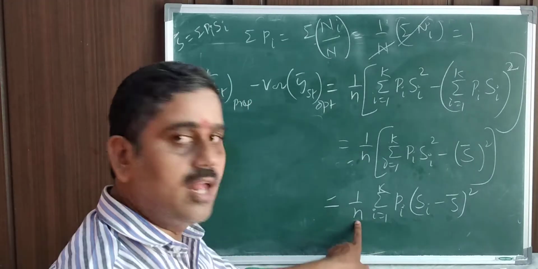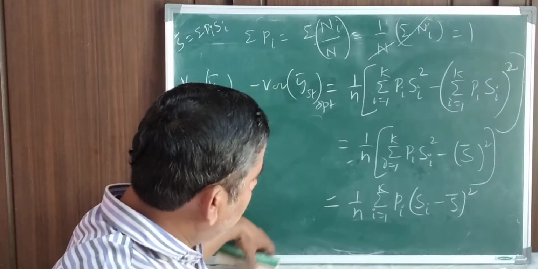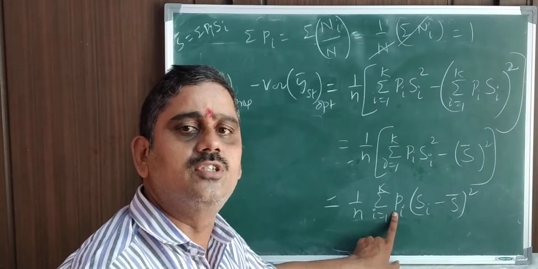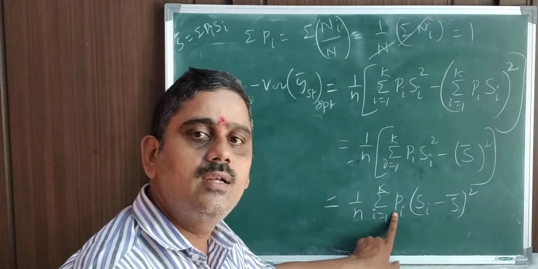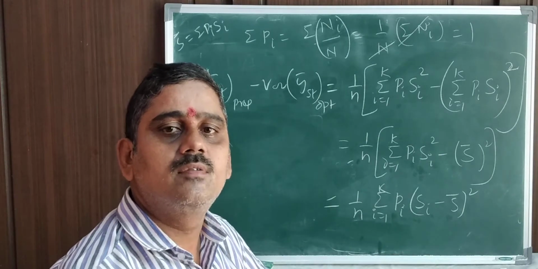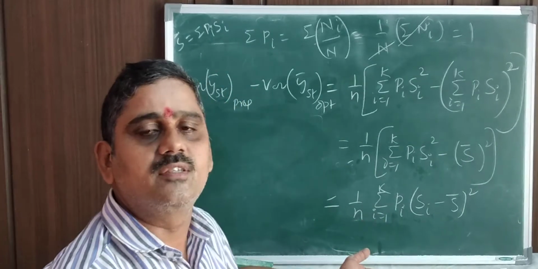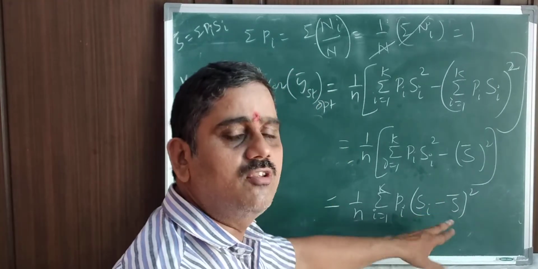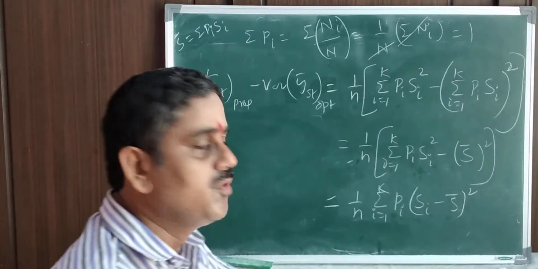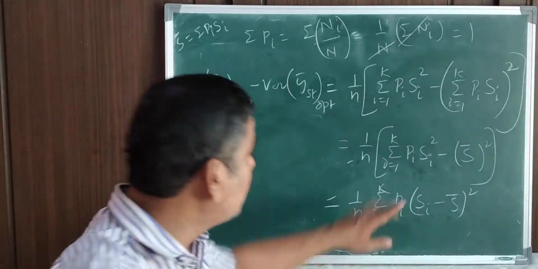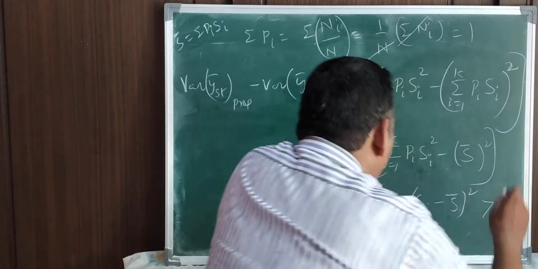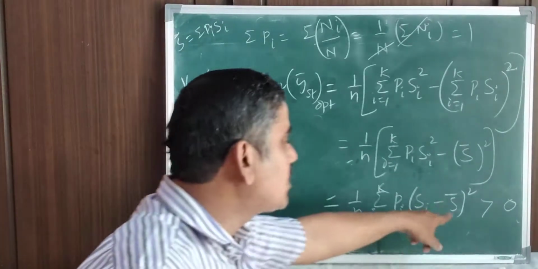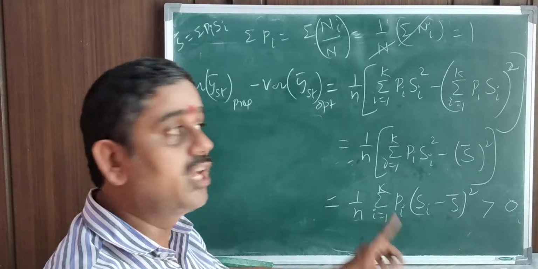This term, small n, is always greater than 0. Pi, ni by n, ni is always greater than 0, capital N is always greater than 0. So both terms are greater than 0. Why? They are number of units. So small n, number of units, sample size is always greater than 0. And (si minus s bar) whole square, whatever the values of si and s bar, is always greater than 0. Summation is always greater than 0. So this term is greater than 0 for all the values of small n, capital N, etc. And (s minus s bar) whole square is always greater than 0. So therefore this is greater than 0.